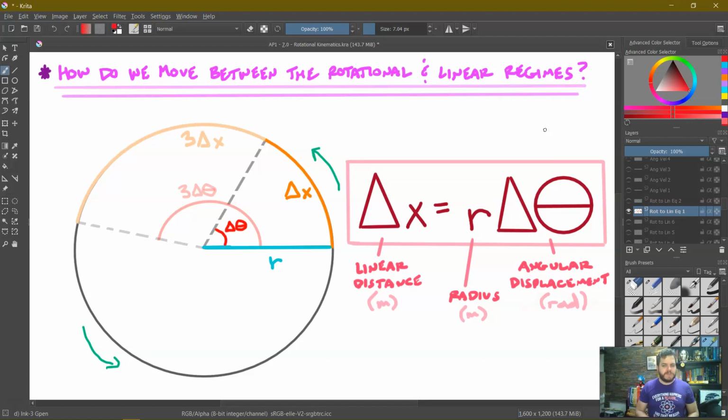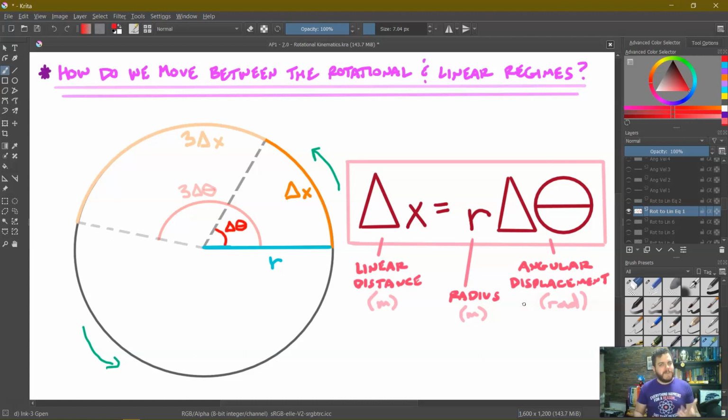And that is through this relationship of delta x is equal to r delta theta, where delta x is the linear distance. Distance is a better term here than displacement, in meters. R is the radius in meters, and delta theta is the angular displacement in radians. Now you might be thinking, how does this work out? Radians is actually a unitless unit, which kind of sounds a little weird. It's really more of just a ratio.